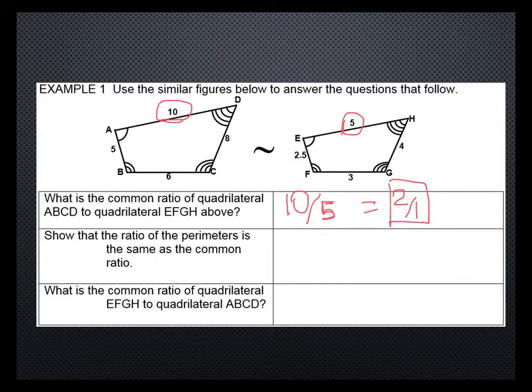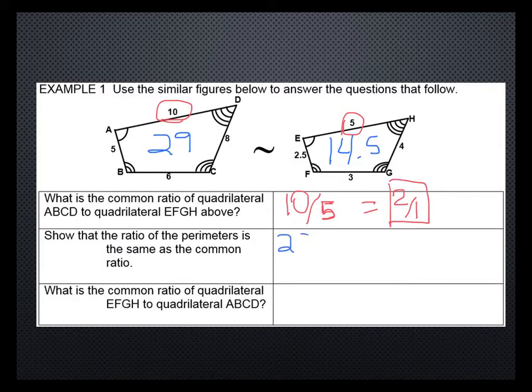The next thing says show that the ratio of the perimeter is the same as the common ratio. So let's find the perimeter of each figure. 10 plus 8 is 18, plus 6 is 24, plus 5 is 29. So that's the perimeter. 5 plus 4 is 9, plus 3 is 12, plus 2.5 is 14.5.